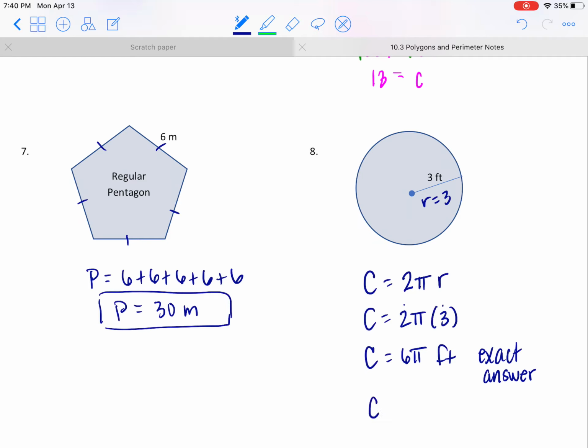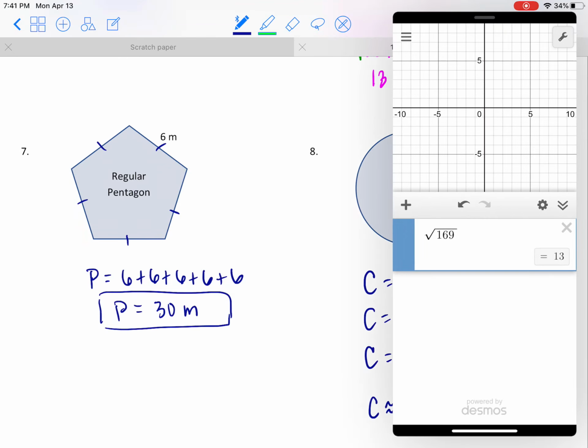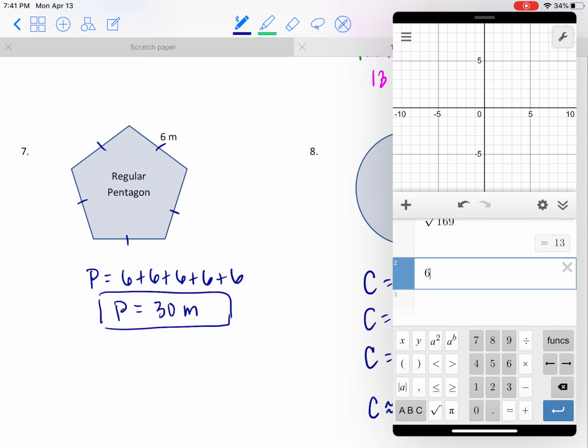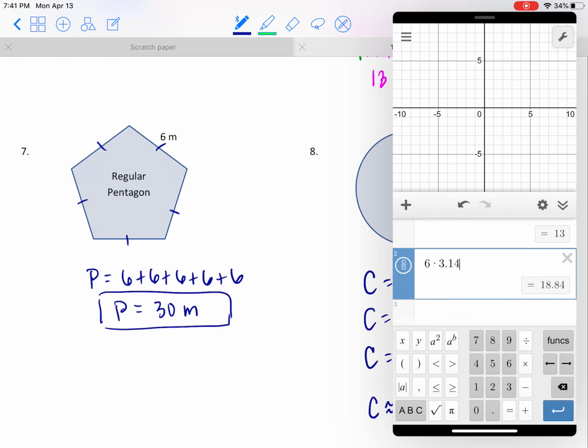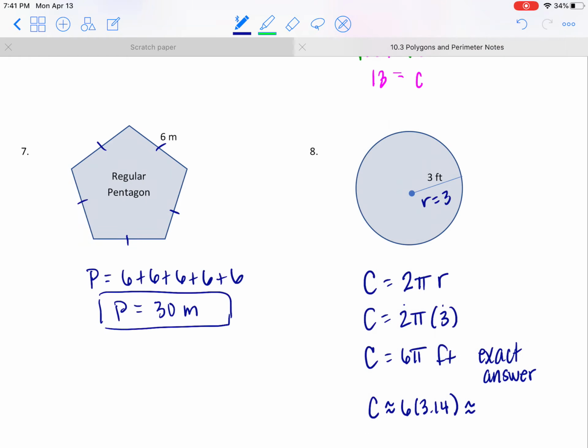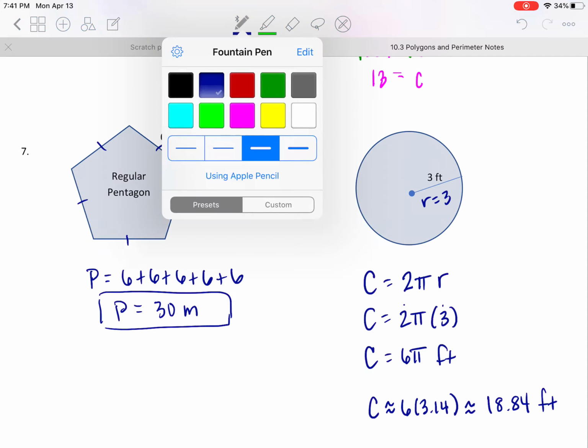If you were asked to approximate that, then we could also say C is approximately 6 times pi, which is 3.14. So 6 times 3.14 is about 18.84, and again, that's going to be feet. I'm not sure when you're working on Math Lab which one it's going to prefer. I prefer the exact answer, but if you're asked to approximate, then you're actually going to multiply out the pi.